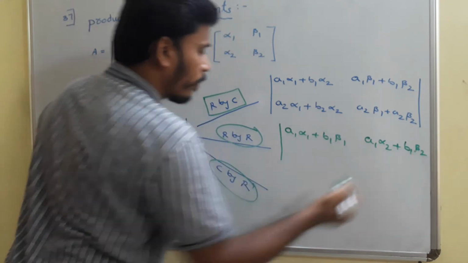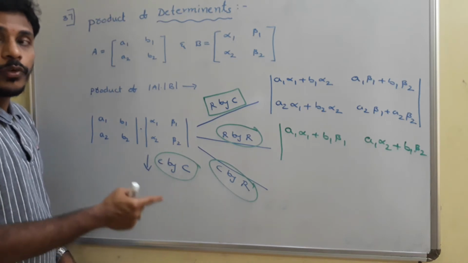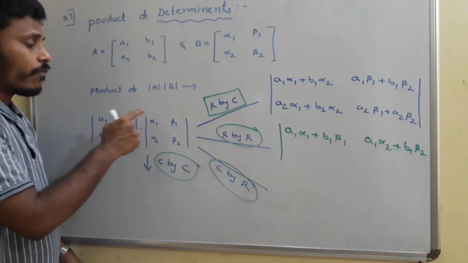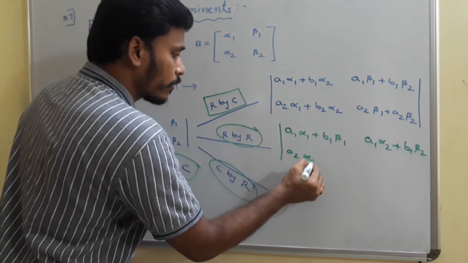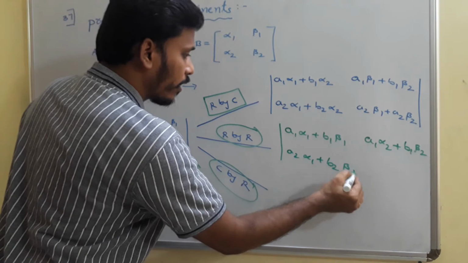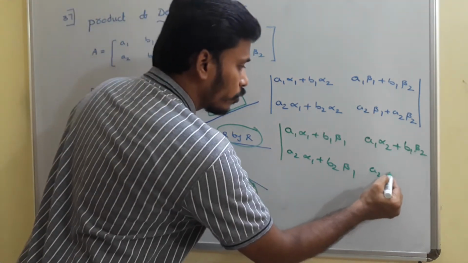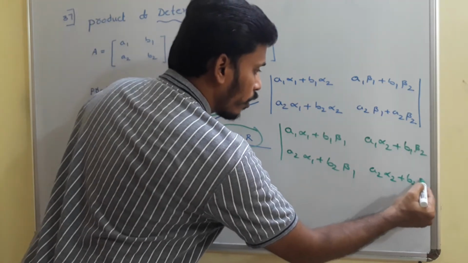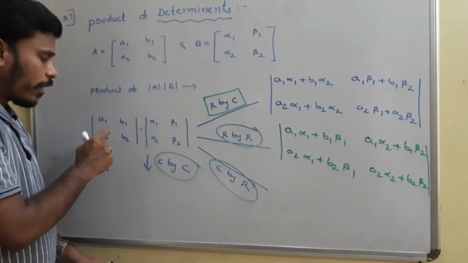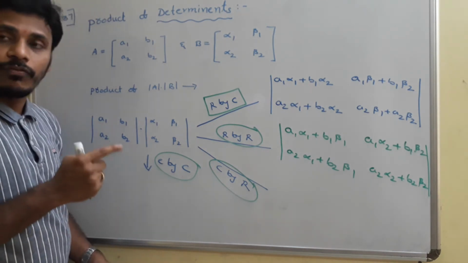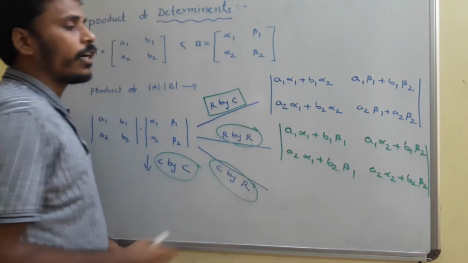And this is second row, first column, so 2 1 is its suffix. You need to take the second row of the first matrix and the first row of the second matrix. So A2 alpha 1 plus B2 beta 1, and then the second row: A2 alpha 2 plus B2 beta 2. Calculate its determinant also. The product of these two determinants is equal to the determinant of this matrix, as well as equal to the determinant of this one.